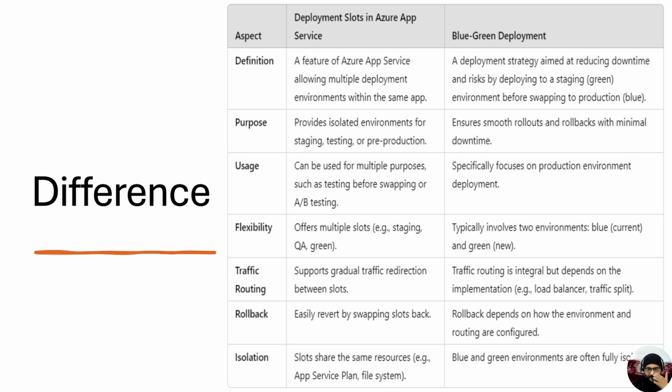If I talk in terms of configuration, manpower, and skill sets, in the blue-green deployment model we have to do a lot of planning before setting up the environment. But in Azure App Service, when it comes to deployment slots, it is quite easy to configure traffic routing. So these are the major differences between deployment slots in Azure App Service and the blue-green deployment model.